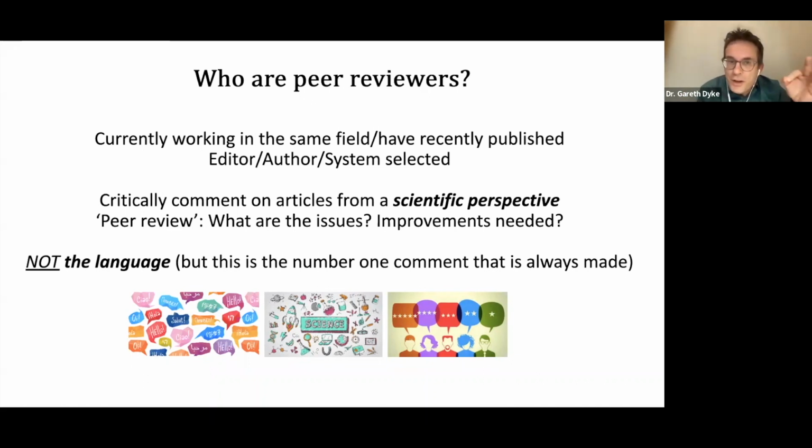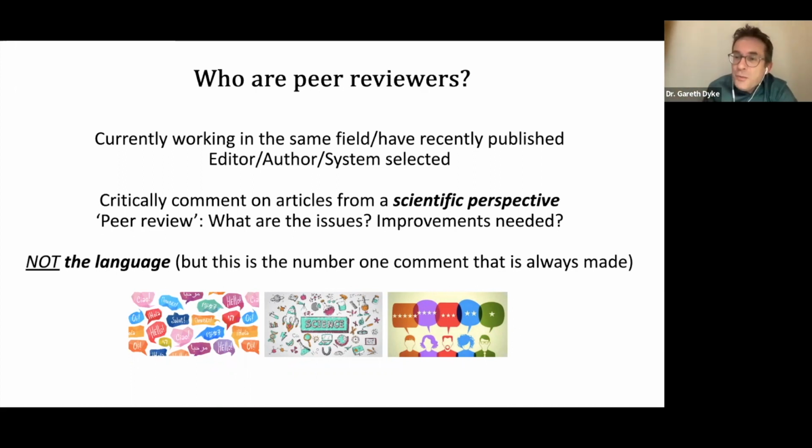And peer reviewers are going to be asked to critically comment on articles from an academic perspective, from a scientific perspective. What are the issues? Where are improvements needed? Potentially in the method section, as we've talked about before. Peer reviewers are always told, do not comment on the language. Do not comment on the English, but they often do. In fact, this is the number one comment other than the method section that comes back to editors after peer review.